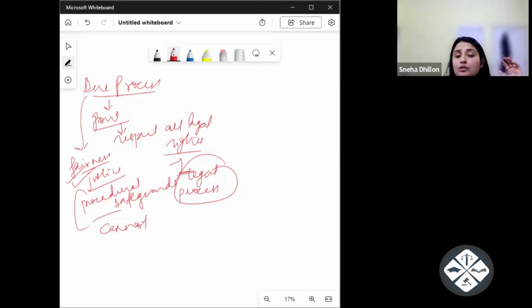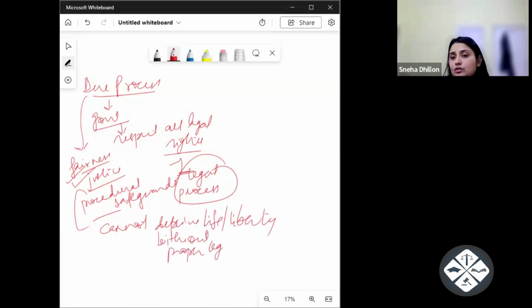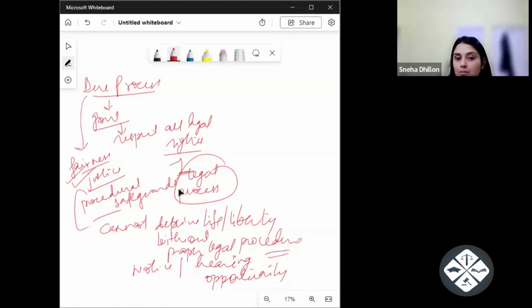There has to be a fair judge who is actually answering these questions, or giving some kind of a judgment there, or who's interpreting these questions, or providing solutions to these questions. So you cannot just deprive anybody of life, liberty, without proper legal procedure. Okay, without proper legal procedure मतलब notice देना पड़ेगा, you will have to give him a hearing opportunity. So these things you need to take into consideration, and they cannot be violated.